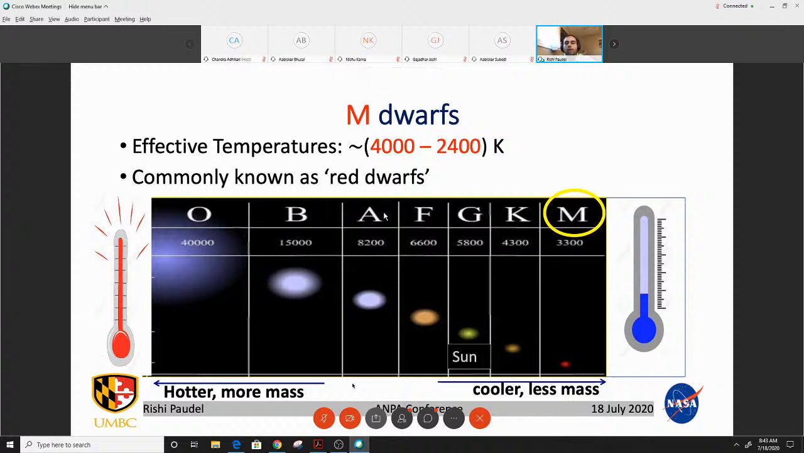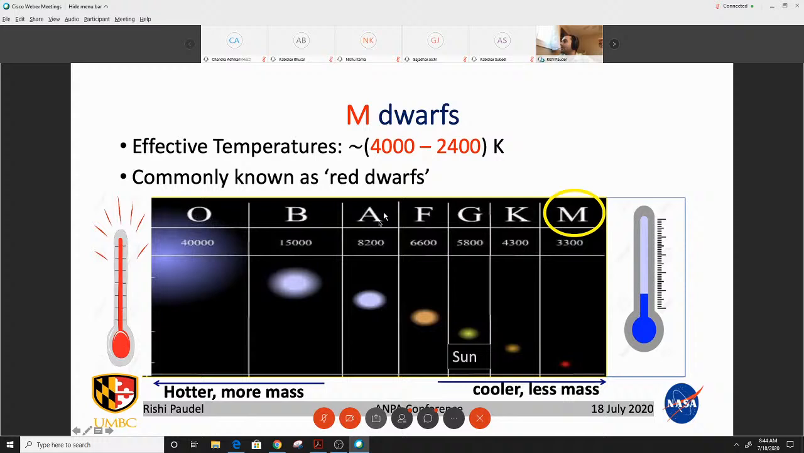We classify the stars in various spectral types depending on their effective temperature, masses, and radii, and each spectral type is assigned a letter like O, B, A, F, G, K, M. In this sequence, the O stars are the hottest and most massive stars, with an effective temperature of 40,000 Kelvin. The effective temperature is simply the temperature of the photosphere.